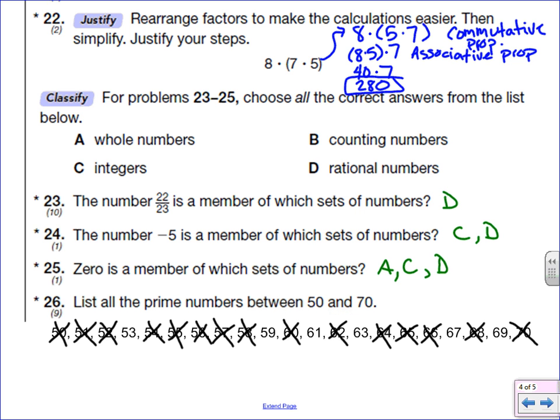5 plus 9 is 14. 14 is not divisible by 3. 6 plus 1 is 7. 7 is not divisible by 3. 6 plus 3 is 9. 9 is divisible by 3, so 63 is not prime. 6 plus 7 is 13. That's not divisible by 3. And then 6 plus 9 is 15. 15 is divisible by 3, so 69 is not prime. So that leaves us with 53, 59, 61, and 67.